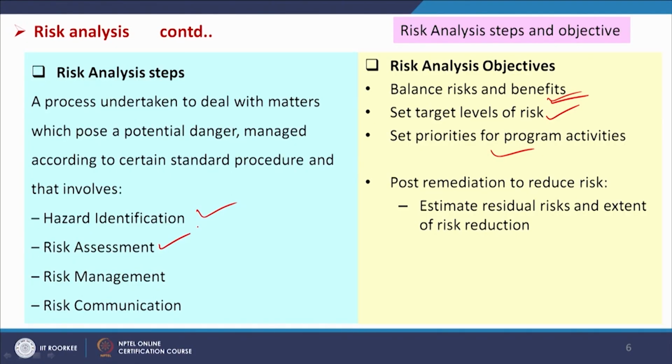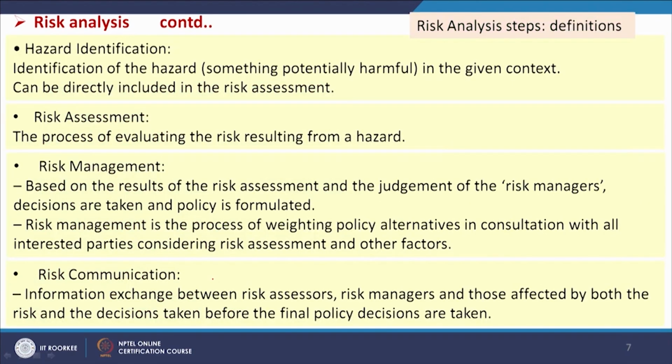And how can we do it? The first job is to identify the hazards, or what the risks basically are. So, hazard identification, and then risk assessment, where we assess the risk from the hazards, and then risk management and risk communication. Now, one by one we will see how this takes place. Hazard identification: the identification of the hazard, that is something potentially harmful in the given context, can be directly included in risk assessment.